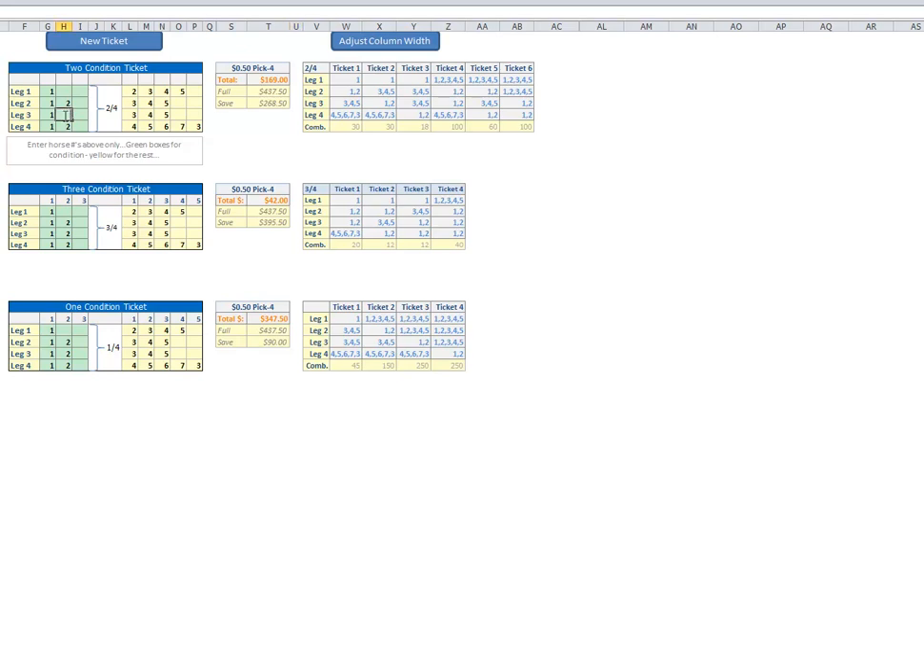So I'll take the two away from the key and put it in the batch, and my price is further decreased to $129.50, and so forth. So you can manipulate the tickets and see exactly how much it's going to cost you. All of these calculations here are for a 50-cent Pick-4.